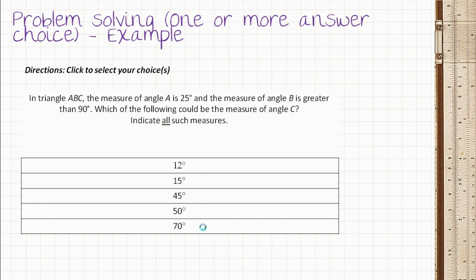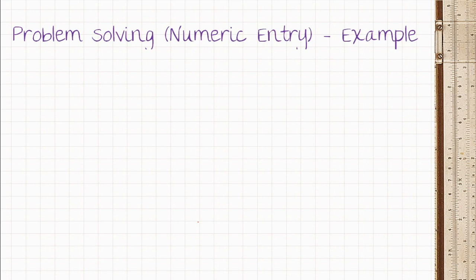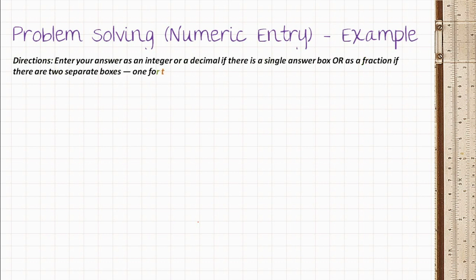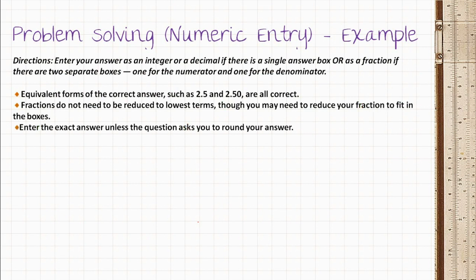Now let's move on to the next question type and example, that is problem solving with numeric entry. The direction given will be: enter your choice as an integer or a decimal if there is a single answer box, or as a fraction if there are two separate boxes, one for the numerator and one for the denominator. Equivalent forms of the correct answers such as 2.5 and 2.50 are all correct. And fractions do not need to be reduced to lowest terms. That's very good because we can write it as it is. But yes, it should fit into your box. And the next point is that we do not enter a rounded answer unless the question says to round it off. You have to write it in decimals.